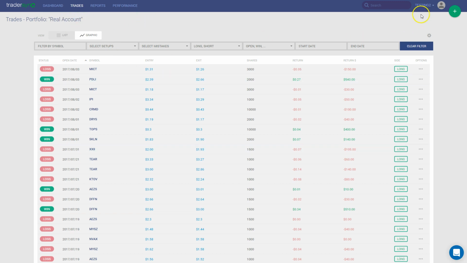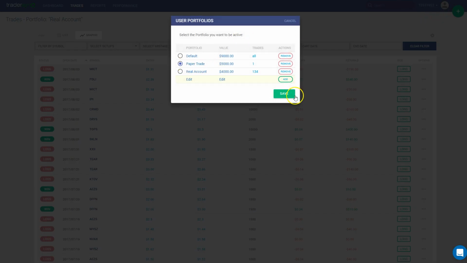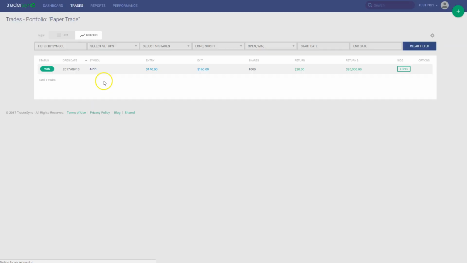Again, if I switch between portfolios, I'm going to switch to my paper trade portfolio. I'm only going to see one trade, which is the trade that I added. So this way, we will separate all your trades depending on which portfolio you add them to.